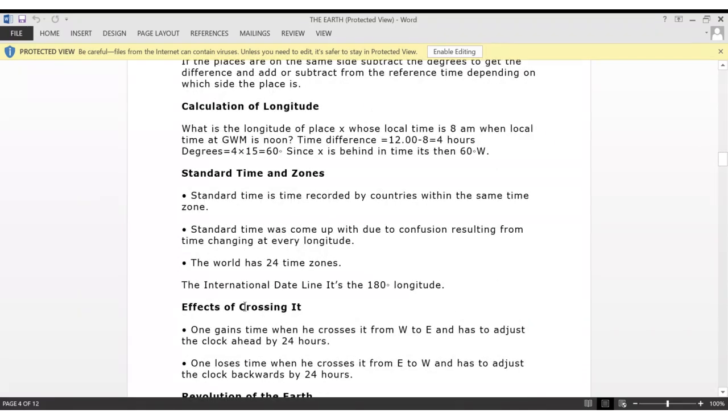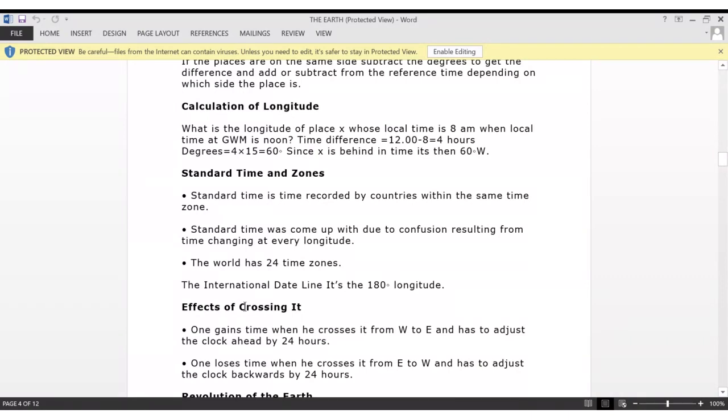the calculation of longitude is whereby, maybe as an example, we say what is the longitude of place X, whose local time is 8 a.m. when the local time at Greenwich Meridian is noon. So we will take our difference. The difference will be 12 minus 8, whereby we will get 4 hours. And then we said 1 degree is equal to 4 minutes.